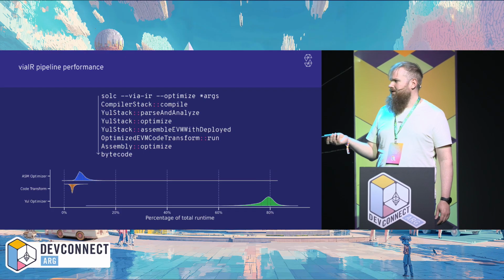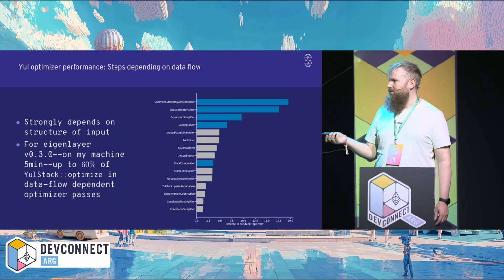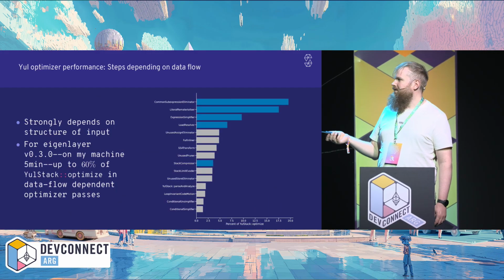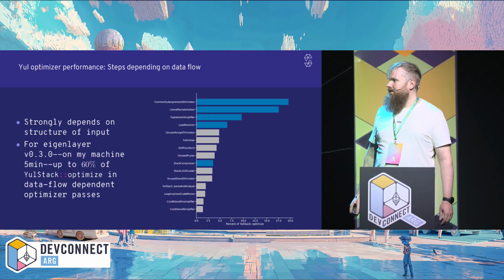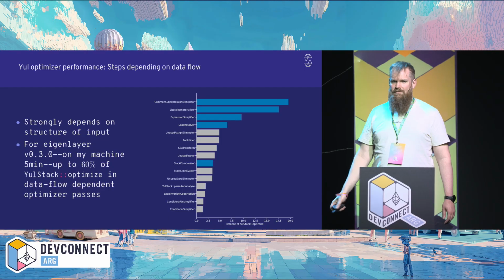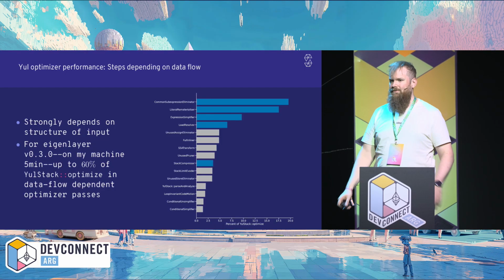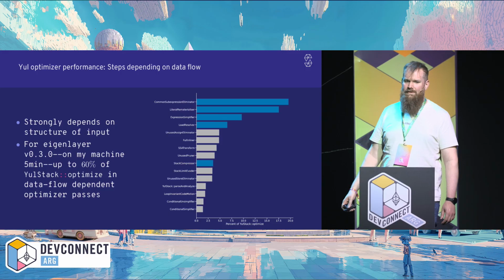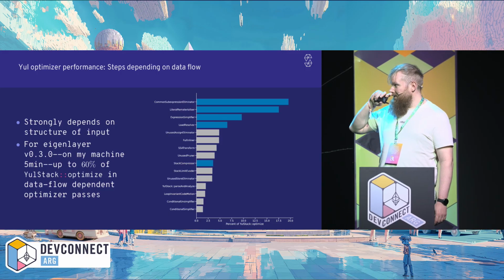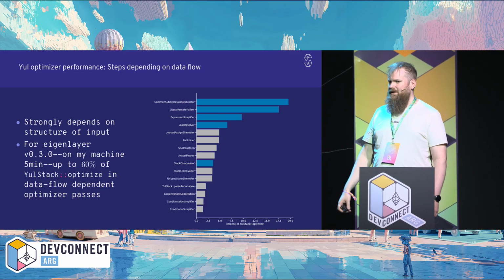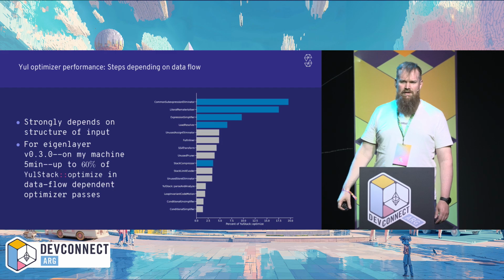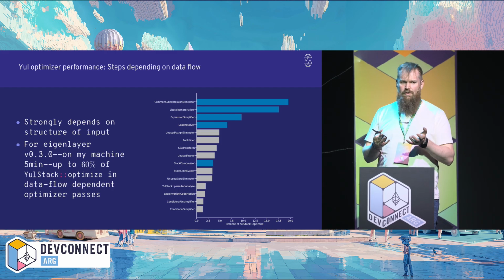So let's look at the Yul optimizer. What can we learn? What I did is I looked at EigenLayer, because it takes a long time to compile, and I wanted to figure out why it takes so long. Where are we stuck? It turns out it really depends on the structure of the input. If you take a project like EigenLayer, that is not really just one contract, but a collection of contracts.